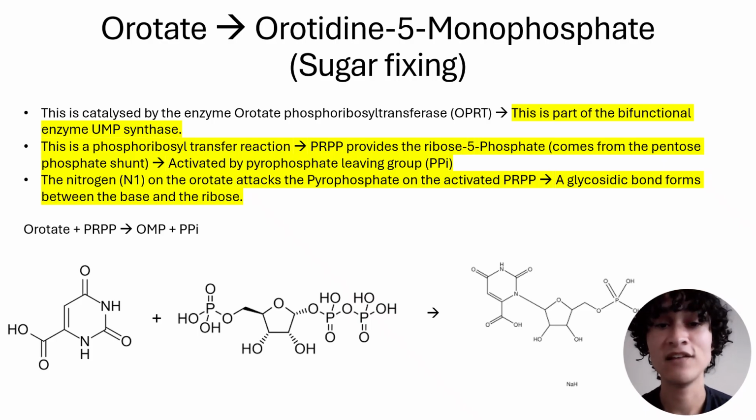Now, this is an ATP-independent process, of course, because we've already got those phosphate leaving groups. We don't need to add phosphates. So we've already primed that C1 carbon for this kind of electrophilic substitution. And I've got the equation down there as well: orotate plus PRPP, that's our phosphoribosyl pyrophosphate, gives you OMP, our orotidine 5-monophosphate, plus the pyrophosphate which is left.